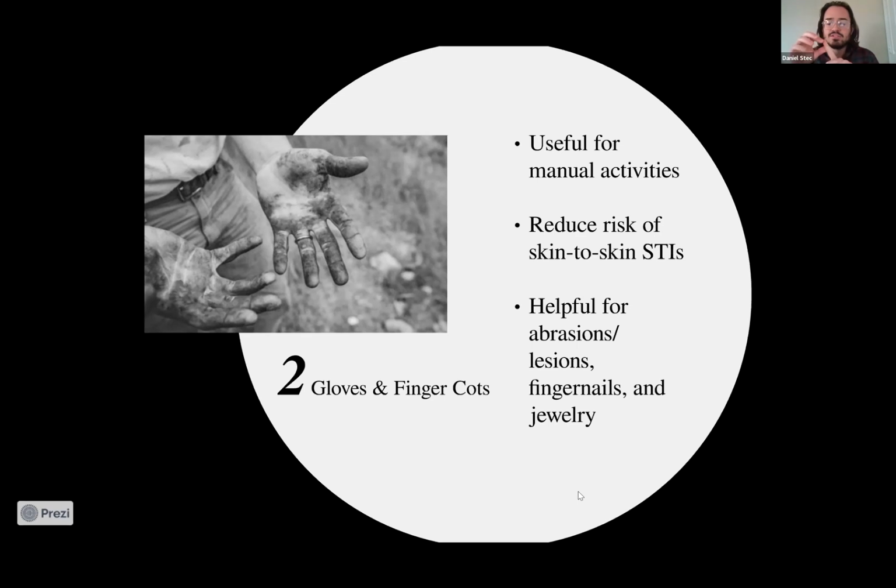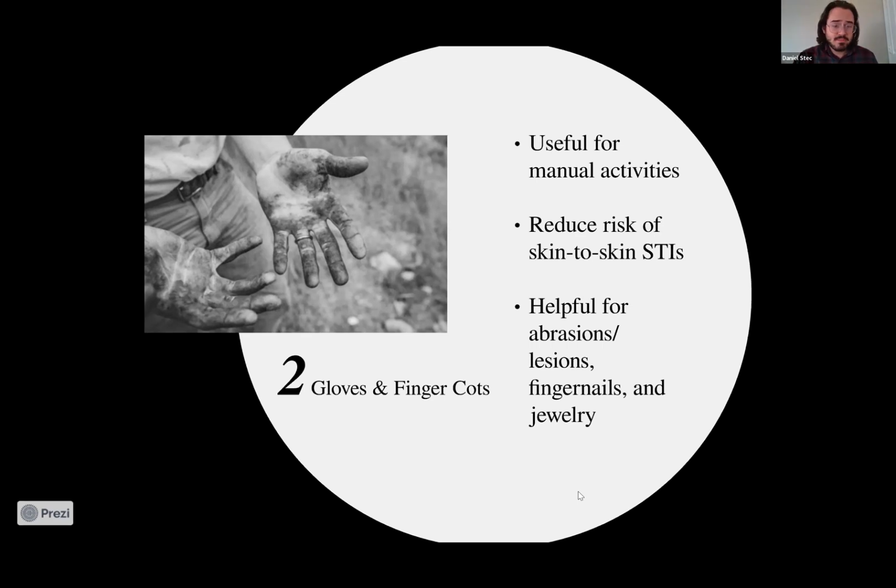Finger cots essentially are just the finger portion of a glove, and they come in little packets. They look like tiny external condoms, but they're meant to just be rolled down onto the finger. And so folks can use any number of finger cots for any kind of manual stimulation or activity.